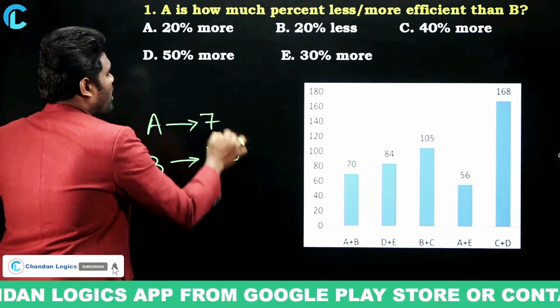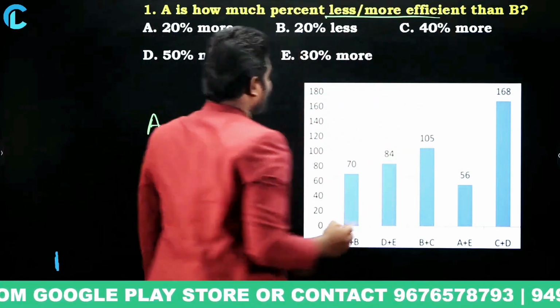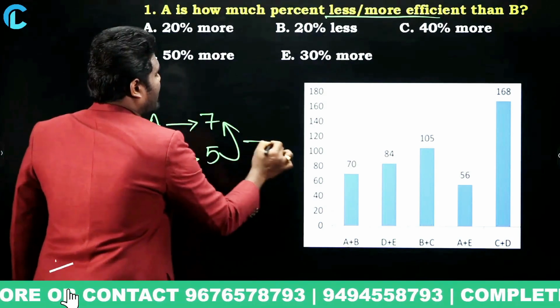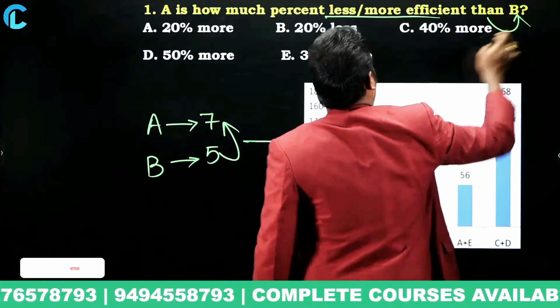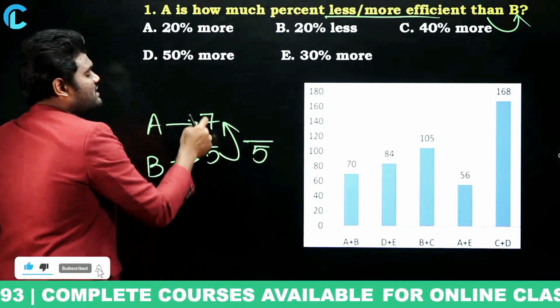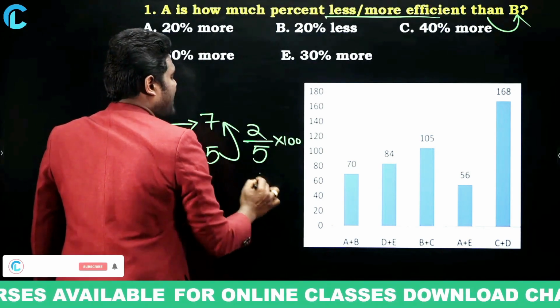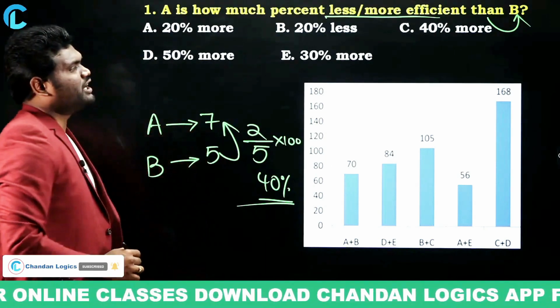Now I told you, whenever the question says more or less, what do you have to do? In the denominator, you need to write whatever is coming after "than". After "than" you have B, so B should be in the denominator. B's value is 5. In the numerator, the difference between 7 and 5 is 2. So 2 by 5 into 100. 2 by 5 is nothing but 40%. Yes or no?